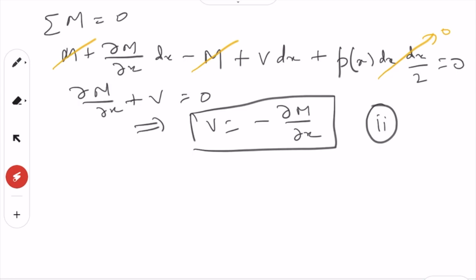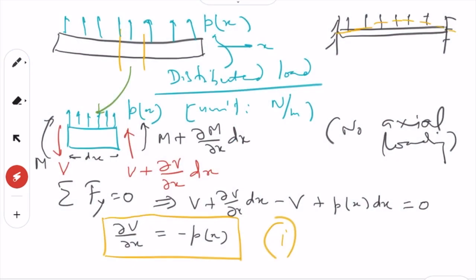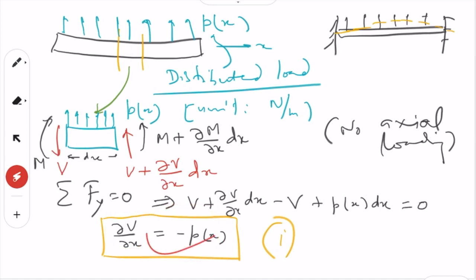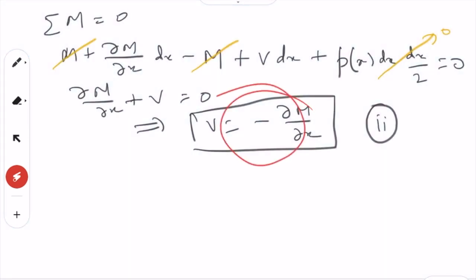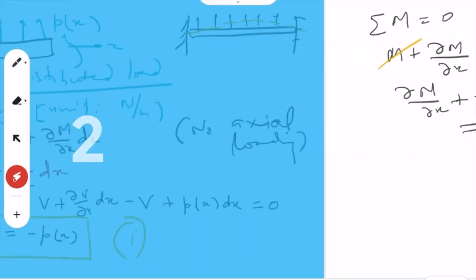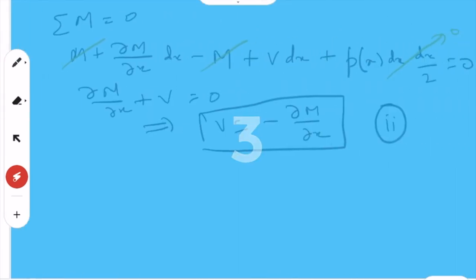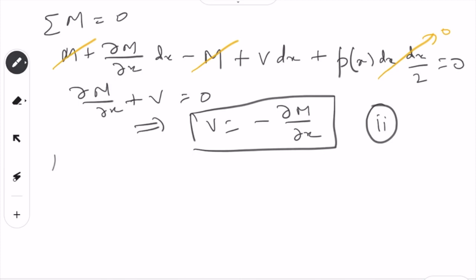Now we will combine them together. We have this equation and this equation. From 1 and 2, what do we get?